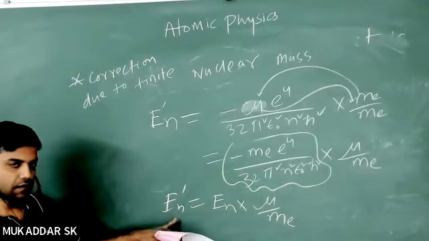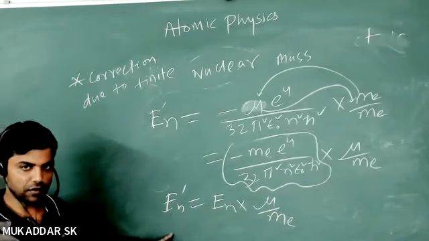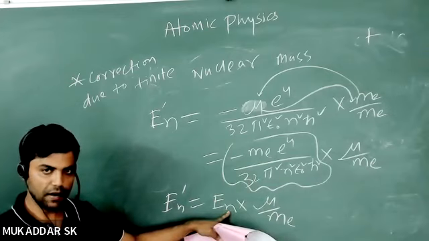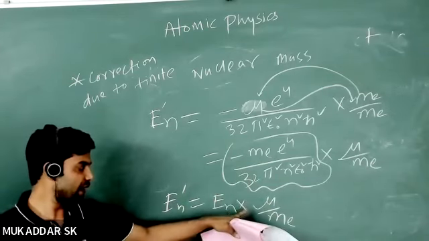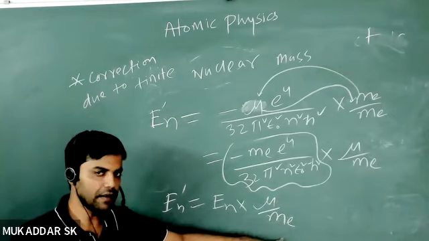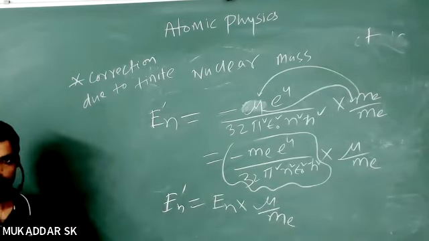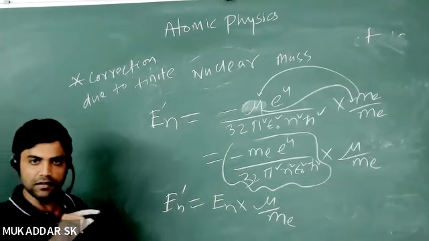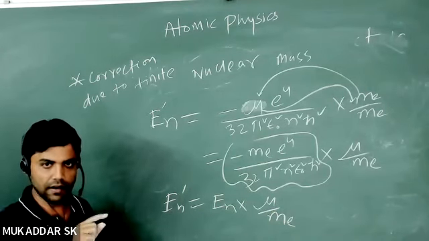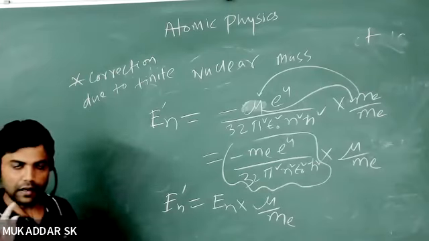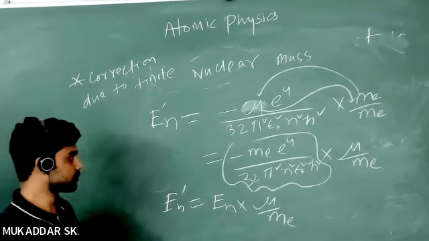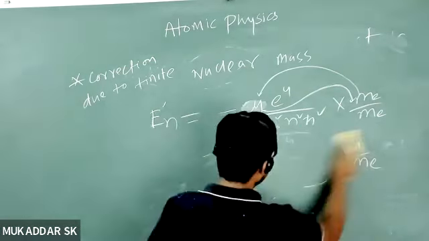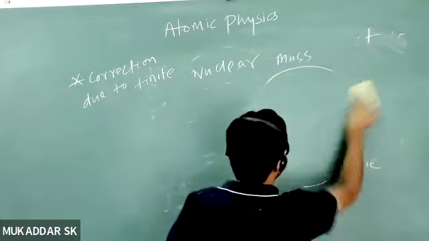So En dash, this is the energy due to the finite mass of the nucleus, that will be nothing but the En which Bohr has derived, multiplied by mu divided by m_e, where mu is the reduced mass. Now it is clear to everybody that the finite mass of the nucleus can affect the radius, it can affect the energy, but it cannot affect the speed. Okay, is it clear to all? Yes, sir. Okay, very good.